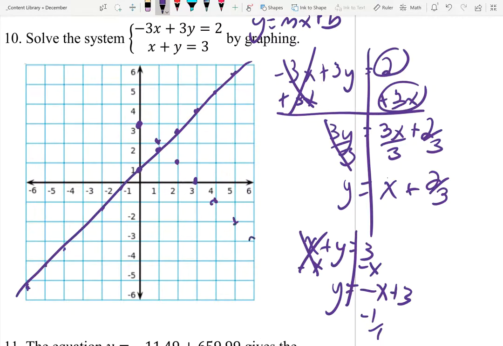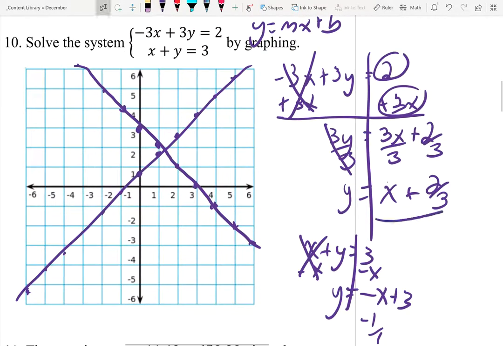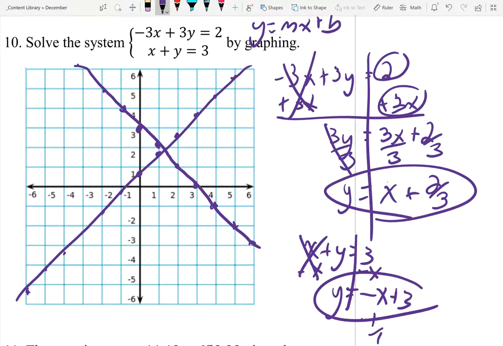Now, tomorrow's test, again, you won't see those fractional ones like that first one. But you get the idea, right? Rearrange it into slope-intercept form. That's the main thing. If you can do that, you can graph your lines, no problem, I would hope.